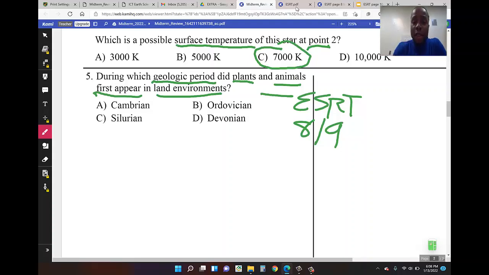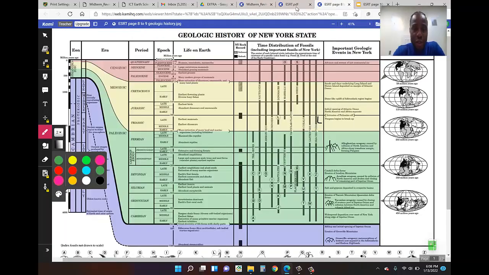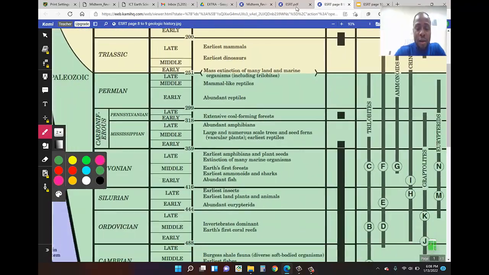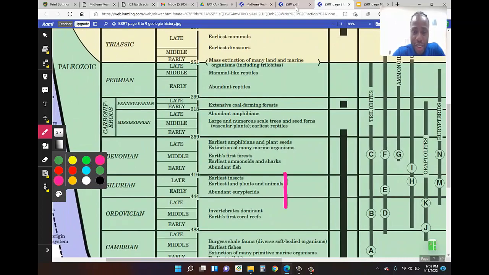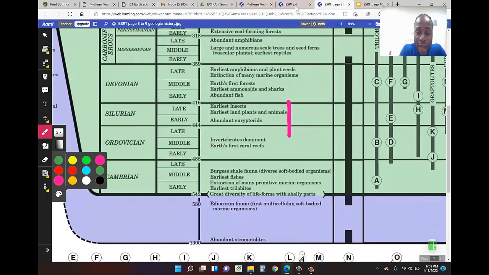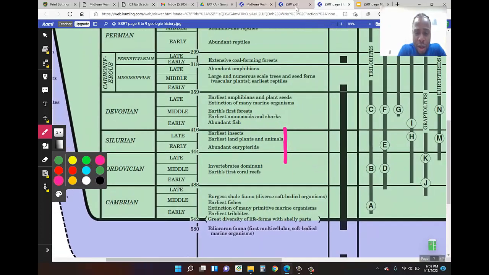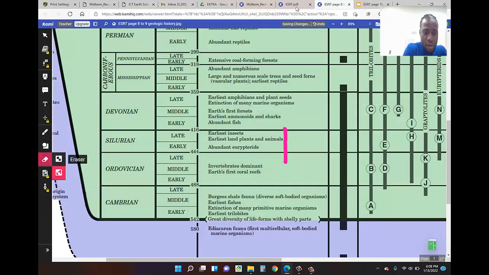Good. All right. So we're talking about land animals and when they first appeared. So I'm going to zoom in to the life on Earth version here. And I'm looking for something that says something about animals or land animals appearing. First coral reef here, vertebrate dominant, abundant, all these are still here. Right here we have it. Let me erase that. Control Z, Control Z. So I see this here.